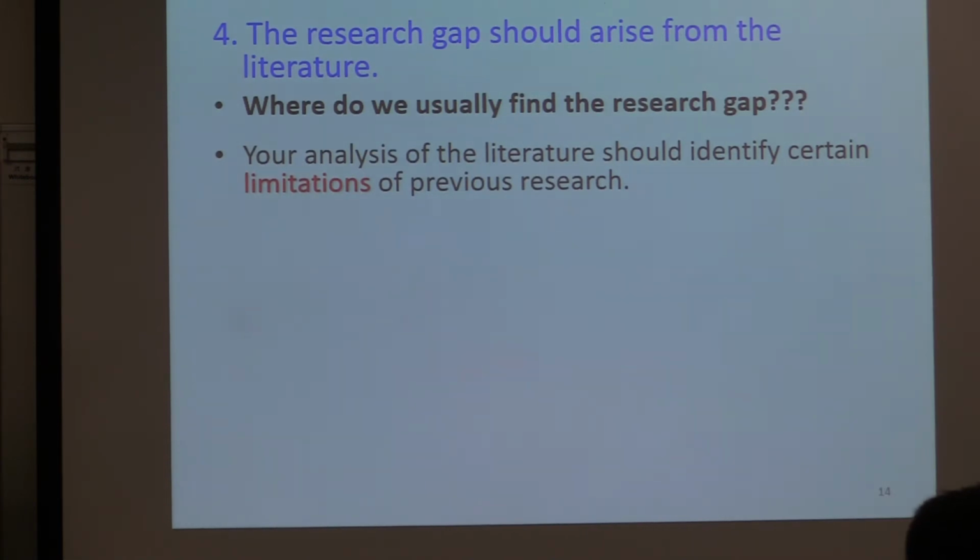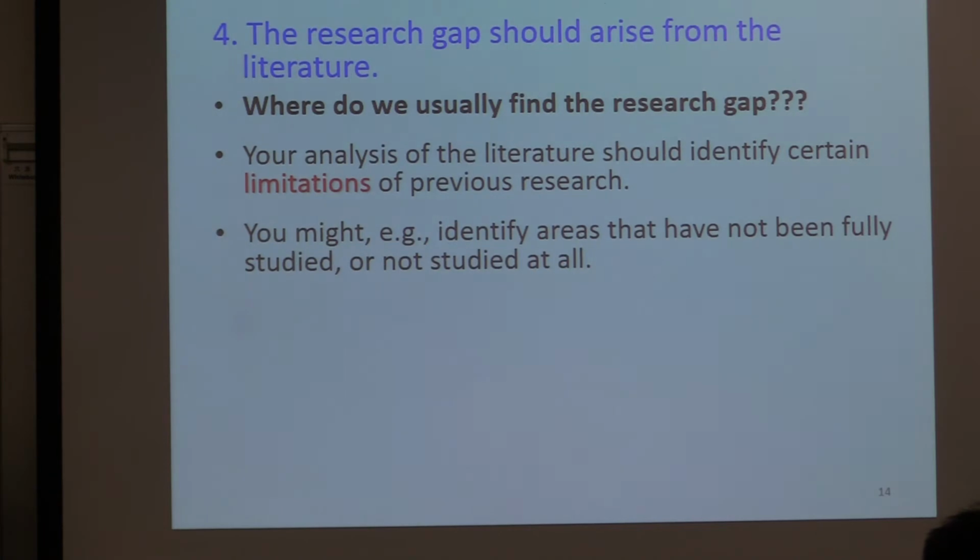So basically, you do a literature review because you would like to identify certain limitations of previous research, right? And you have to make these limitations explicit. Remember, English writing is a writer-responsible language. You have to indicate everything very explicitly. It's very different from traditional Chinese writing, where you don't need to be explicit, right? But in English writing, you have to be very explicit. Or you might, for example, identify areas that have not been fully studied or not studied at all, okay?